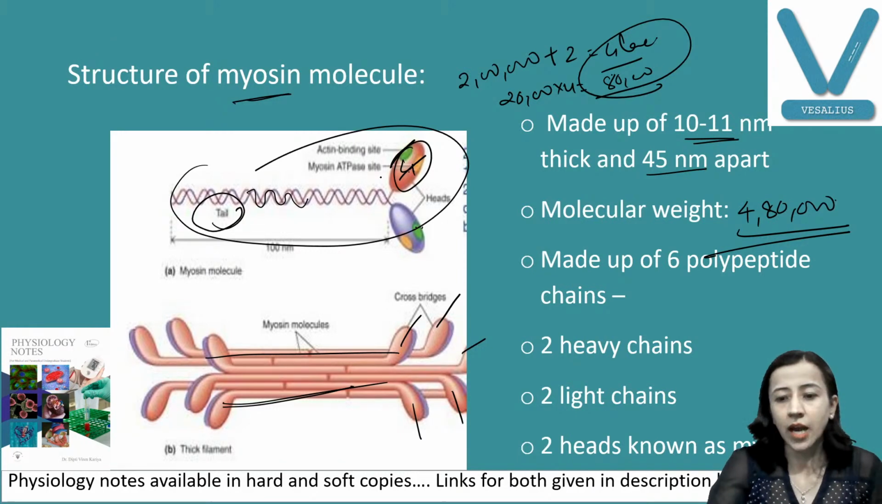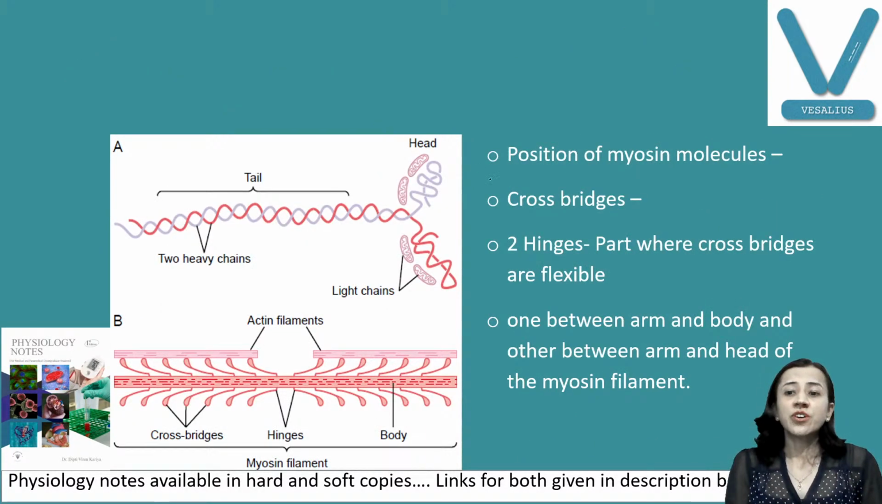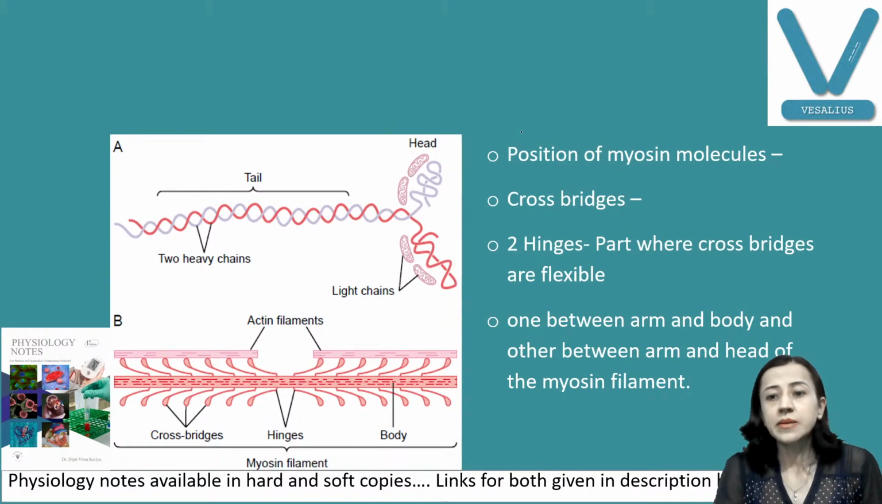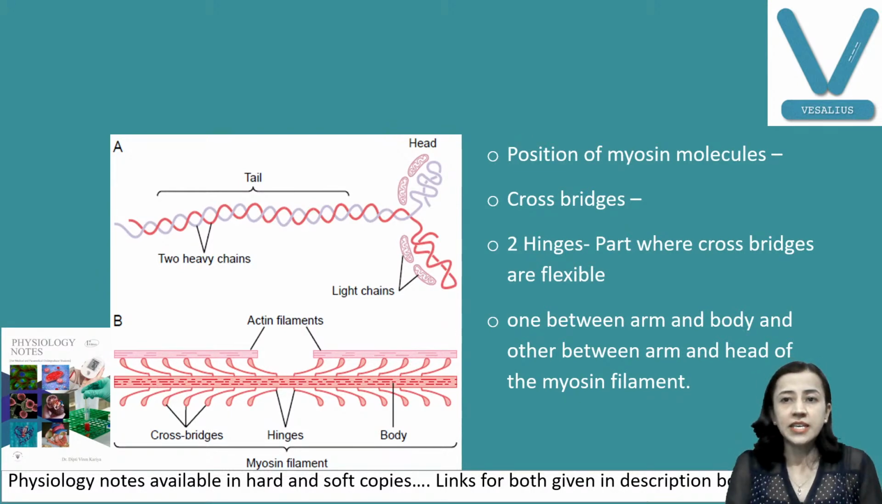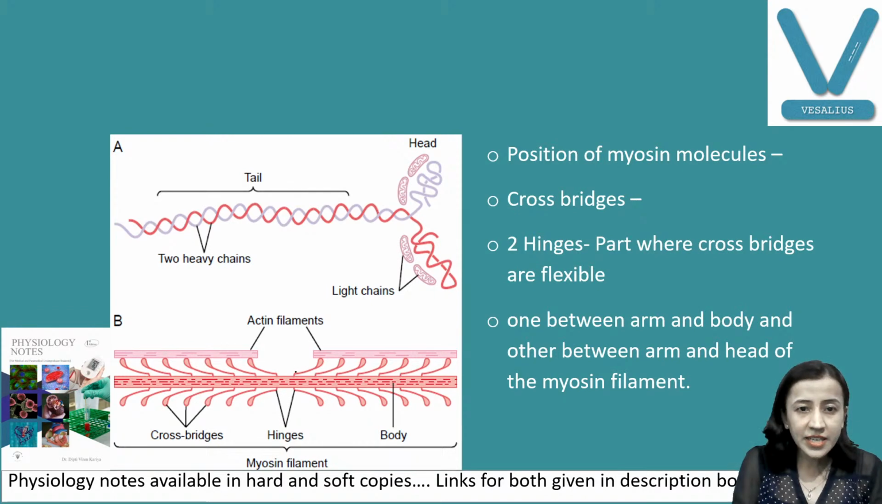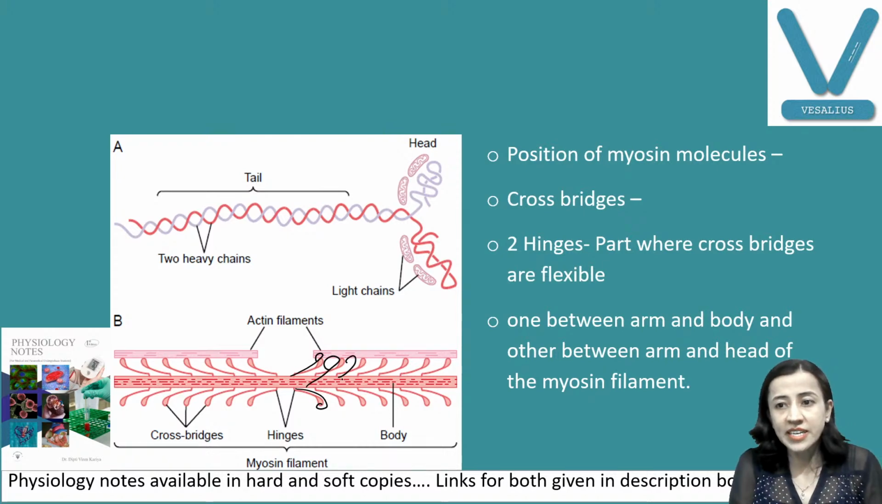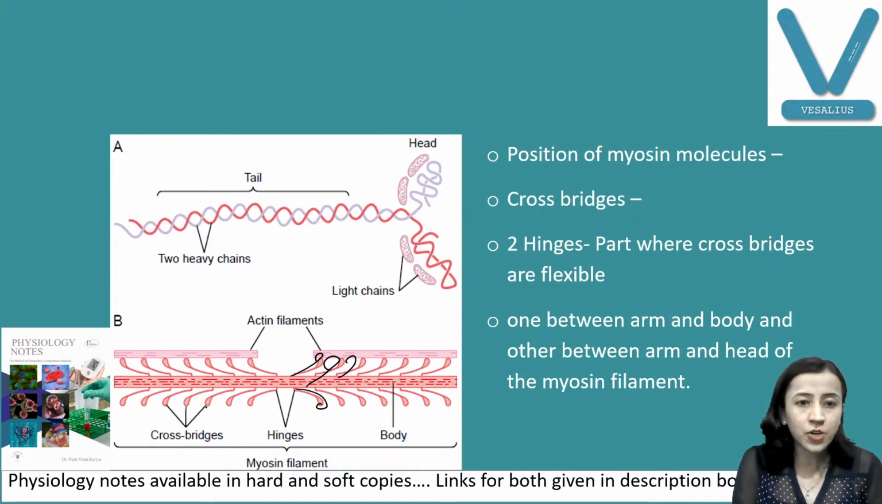Now the position of myosin molecules. You can see here, they are arranged in such a way that the head part points outside, in one direction along one half of the filament. And they form cross bridges. Cross bridge means where the head hinges with the body and tail part. This is the cross bridge. It has two hinges.